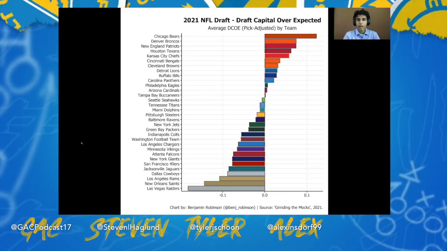So we're looking at draft capital over expected. Now, based on the mock drafts and some other metrics that he's created, Benjamin created a stat called expected draft position. So this graph takes into account where a player got drafted versus their expected draft position. So EDP, right? Not the YouTuber, but expected draft position.